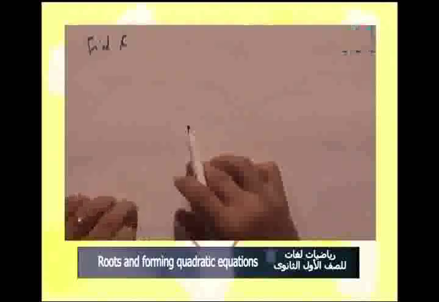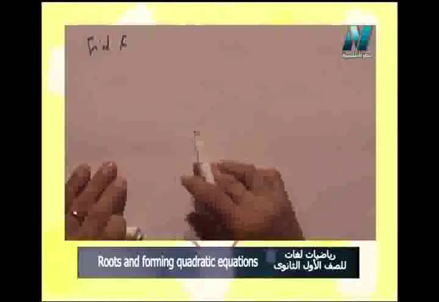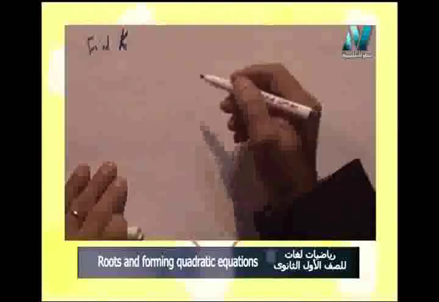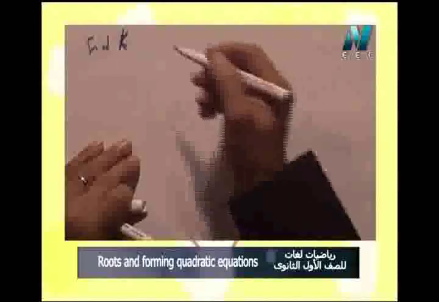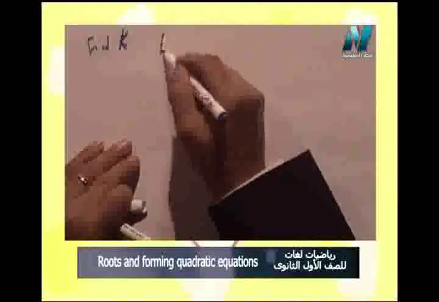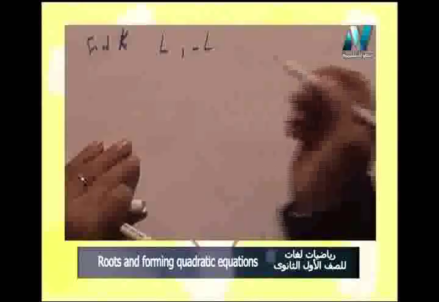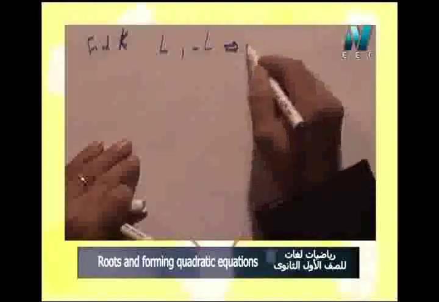Let's move to another question, my dear students. We have a question which is find k. Find k if one of the two roots is the additive inverse of the other. What's the meaning of one of the two roots is the additive inverse of the other? That means if the first root is L, the second root will be negative L. So their sum will be equal 0.